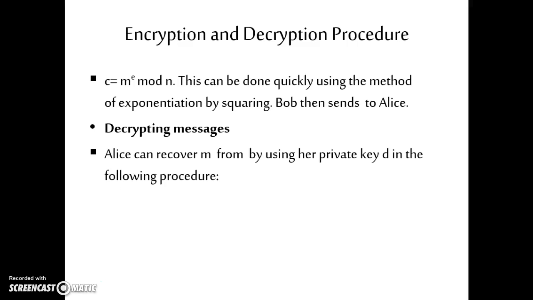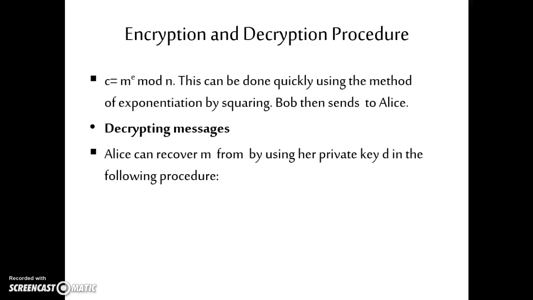So we have a formula for calculating the ciphertext. C is equal to message to the power public key mod n. This involves a lot of mathematical calculations, which makes our RSA algorithm slow. But if we use exponentiation by squaring, the time for calculating the ciphertext reduces.